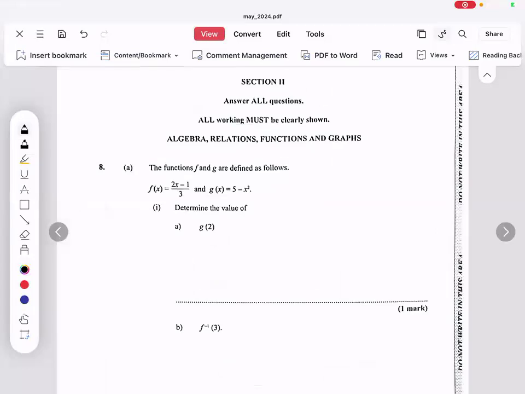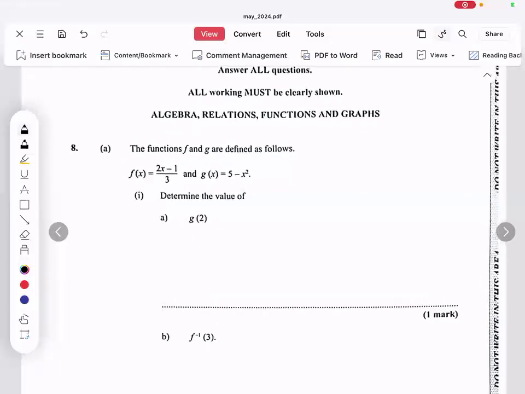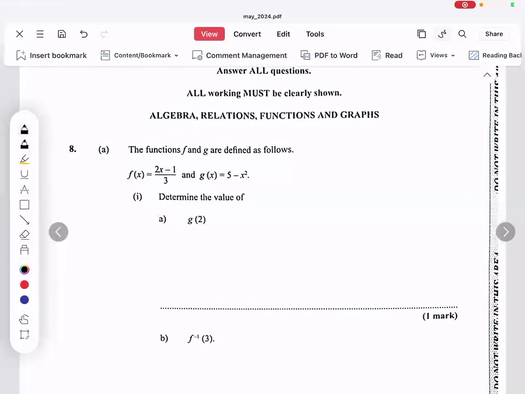All right, so now we're back on this f of x thing, right? We saw it earlier and we never got much of it. So now we're going to get the full dose. So we are given two functions, f and g, and they're defined as follows. f of x is (2x minus 1) over 3, and g of x is equal to 5 minus x squared. So you can see how simple the functions are. We have to work out g of 2. Anybody recall how we work out g of 2?